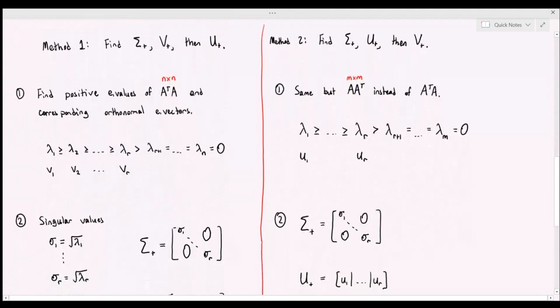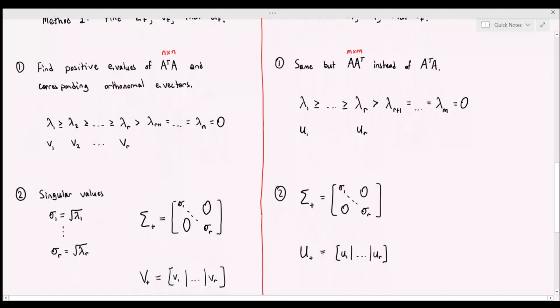Now here, I've split it into two methods, if you will, for finding the reduced SVD. So method one is finding the sigma and then the V, and then finding the U at the end. And then method two is just flipping that slightly and finding sigma and U first, and then finding V at the end instead, all right? So you can use either of these two methods to calculate the SVD, it doesn't matter which one. So let's take a look at method one first.